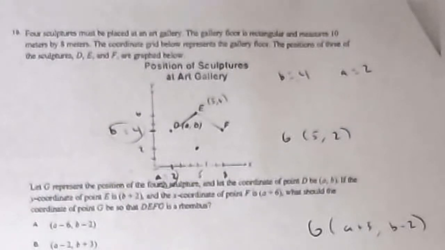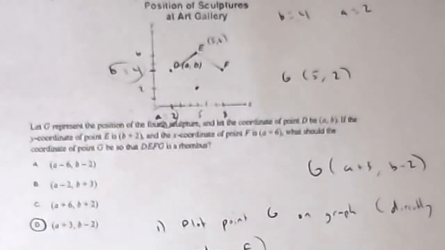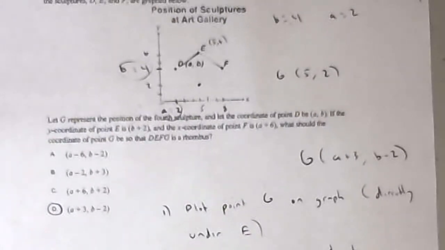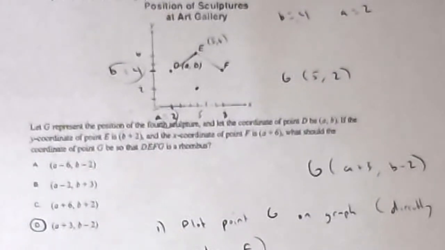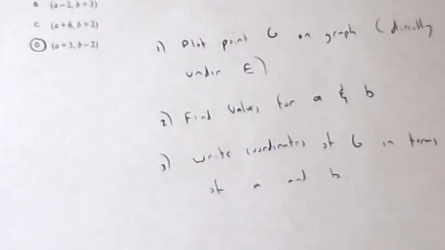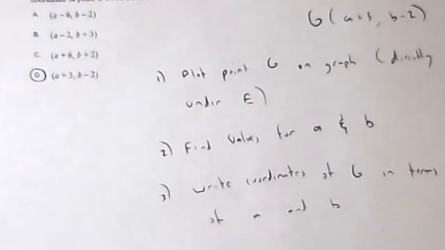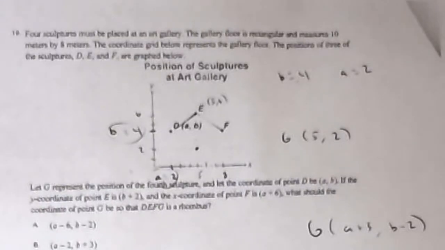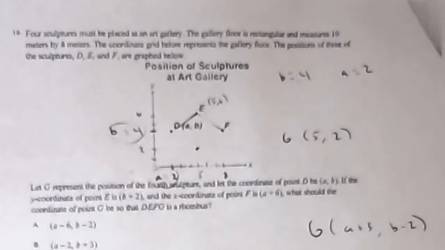To find G, they've given us a way to get numerical values for A and B. And then basically you draw G and you figure out where that would be, and then you use those to solve. I wrote the steps out. That number 3 says write coordinates of G in terms of A and B. Looks like an algebra question, in a way.